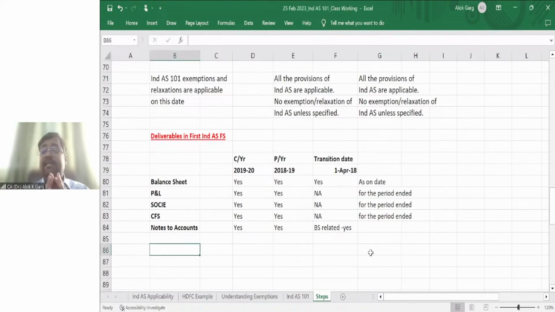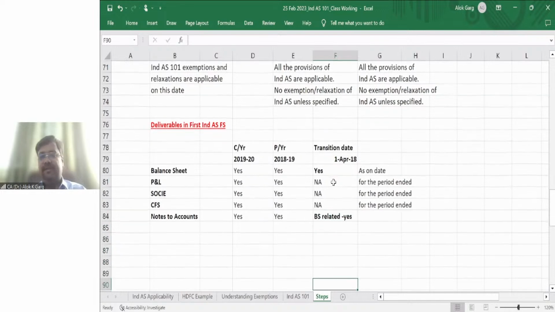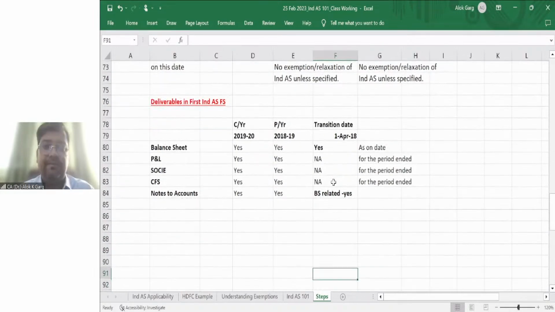Now, these 5 components will be there in every Ind AS financial statement for every year. The only difference is, in the first Ind AS financial statement, the third balance sheet and the balance sheet related notes will be there. But there is one more difference in the first Ind AS financial statement. Now, what is that difference?